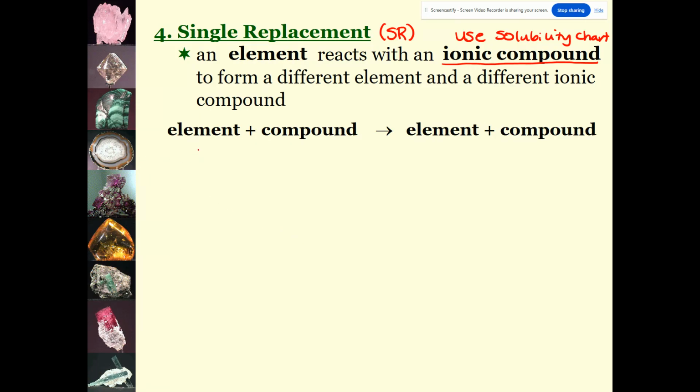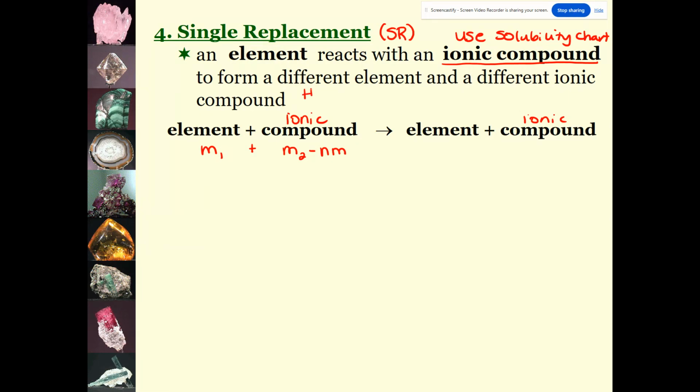Let's say I have a metal, I'll call it metal 1, and it is the element by itself, and it is reacting with an ionic compound. Ionic compounds are always a metal bonded to a nonmetal or a polyatomic ion. Or the ionic compounds can also be an acid, in which the H is acting as a metal, such as HCl, for example.